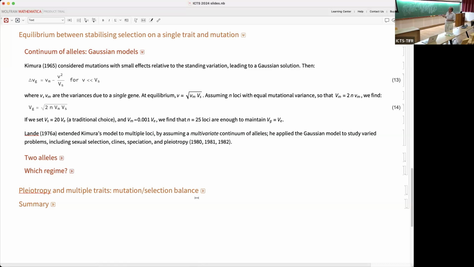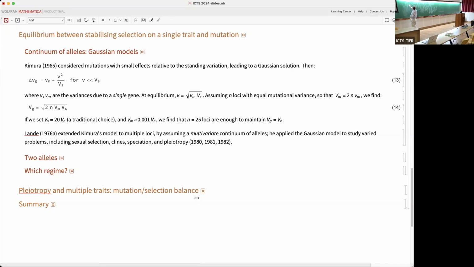And then if we stick this together, we just again sum over all the 2n genes. Little n is the number of genes contributing. So we've got Vg is equal to twice the sum over i of the square root of Vm times Vs. Is that right? Yeah. But Vm is equal to the total Vm divided by 2n.